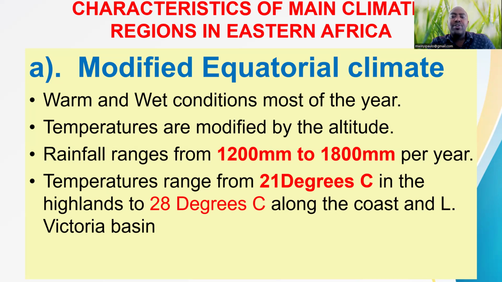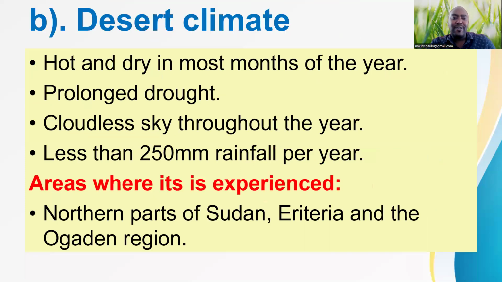In the modified equatorial climatic region, rainfall ranges from 1,200 millimeters to 1,800 millimeters per year. And then the temperatures range from 21 degrees centigrade in the highlands to 28 degrees centigrade along the coast and the Lake Victoria basin. So that's the modified equatorial climatic region in Eastern Africa.